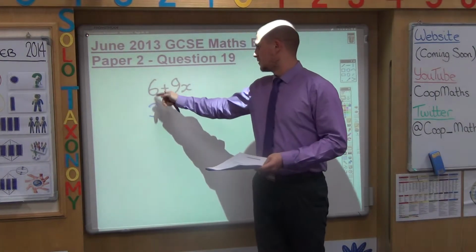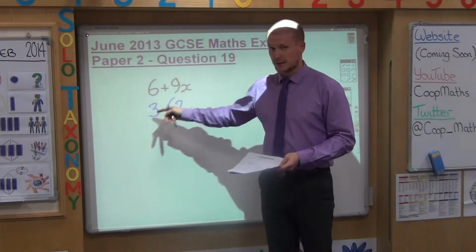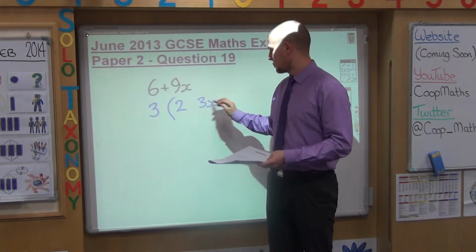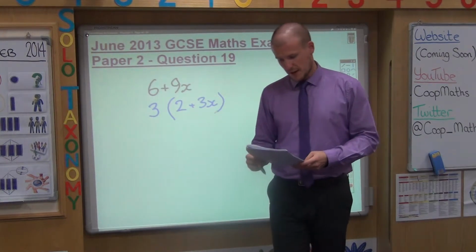Take that 3 out, 6 divided by 3 you're left with 2, 9x divided by 3 you're left with 3x, plus 3x, and that is that factorised.